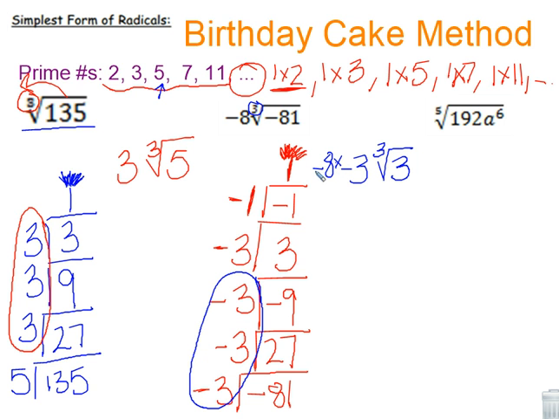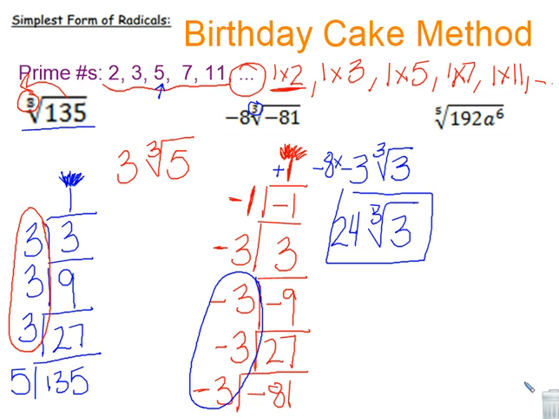So we're going to take negative 8 times negative 3, which gives me 24, and I am left with the cubed root of 3. So this birthday cake method, we always want a candle, a positive candle at the very top. And in this case, since our beginning number was negative, we want all of our primes to be negative. All right, let's try one that's a little bit more involved.